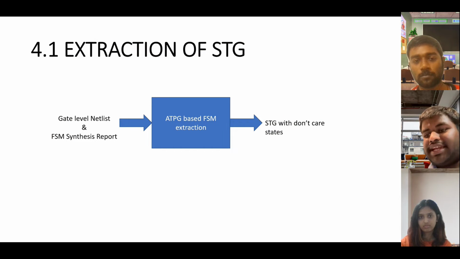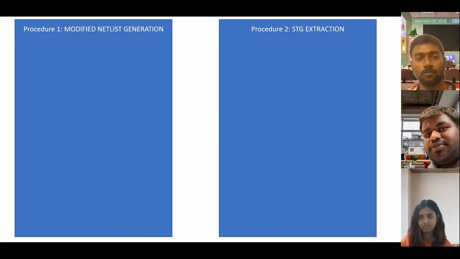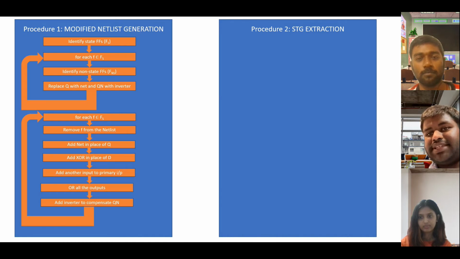So first is to extract the STG, the state transition graph. For that, the inputs are the gate level netlist and the FSM synthesis report. It gives out the STG. Here, the algorithm consists of 2 procedures, 2 steps. The first step is to modify the netlist, and the second is to extract the STG. The first step is the algorithm I'll be explaining with an example.